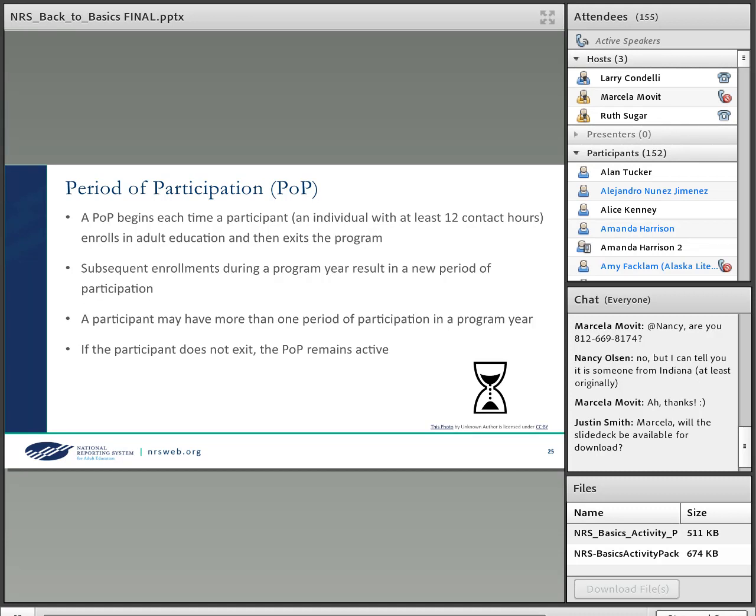You might think of that as an enrollment period. That's maybe a better term, but we use the more formal term used by the partners. And that period of participation begins when a participant, of course, who gets 12 hours, enters adult ed, and it's that time period that they're enrolled in the program. And of course, they have to have at least 12 hours.